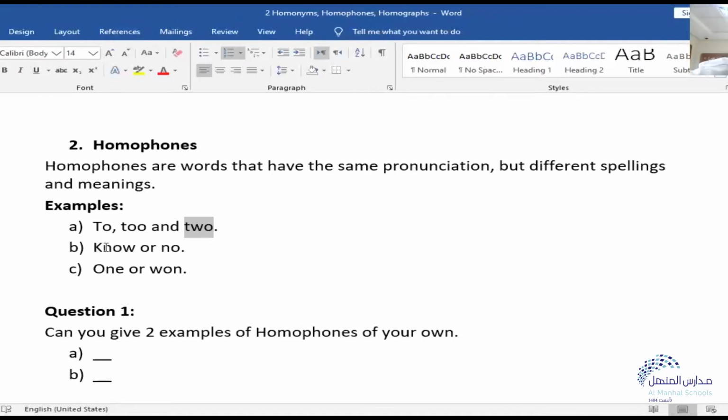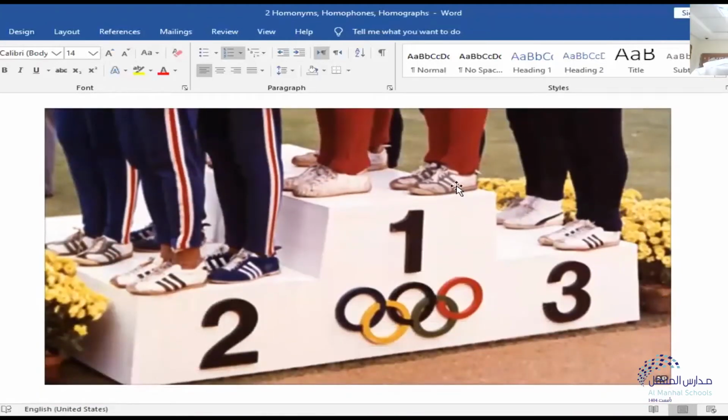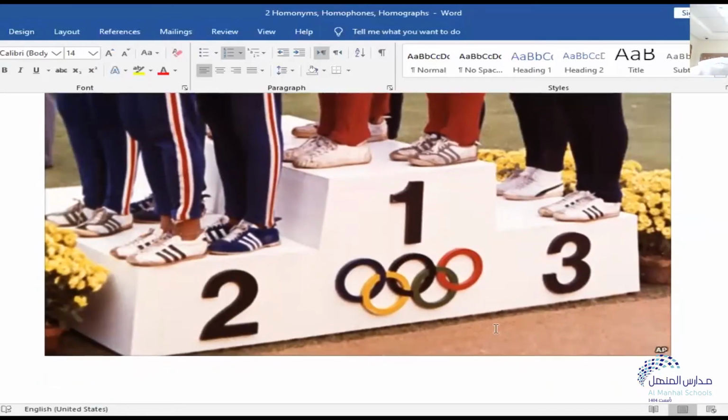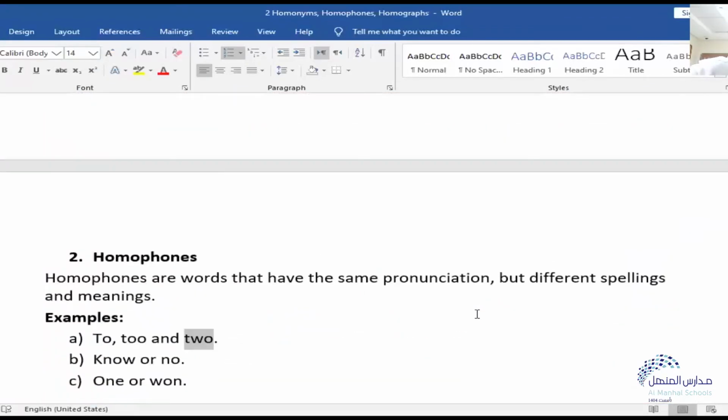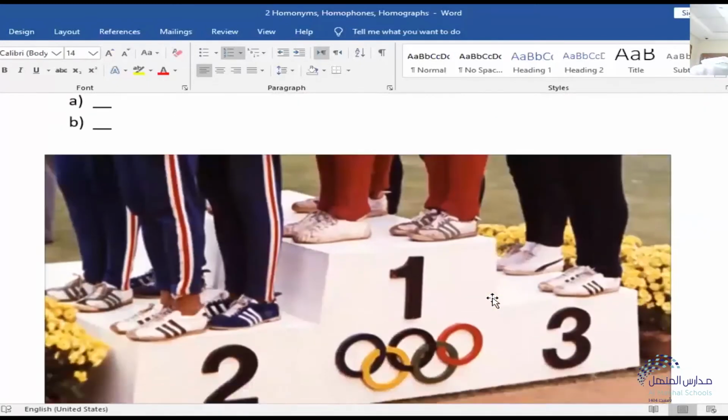The second example, know and no, right? Know, knowledge, understanding. No is an answer to a question, yes or no, right? One and won. One means number one, won means winner, right? The example here that I've given, one is number one, and these are the people that have won, right? Think of the Olympics in that image. But again, same pronunciation, different spelling, different meaning altogether, right?